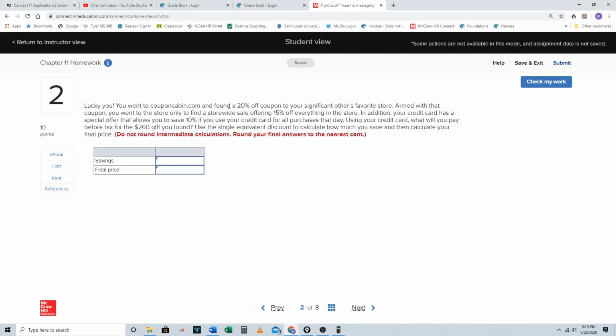All right, you want to compound coupon cabin, and you found a 20% off coupon, and then you had a store-wide sale of 15% off everything. And if you use your credit card, you get another 10% off. So using your credit card, what will you pay before tax for a $260 gift you found? So basically, this is the chain discount.